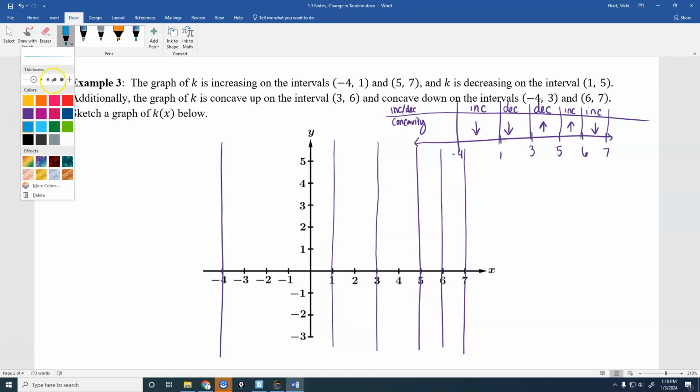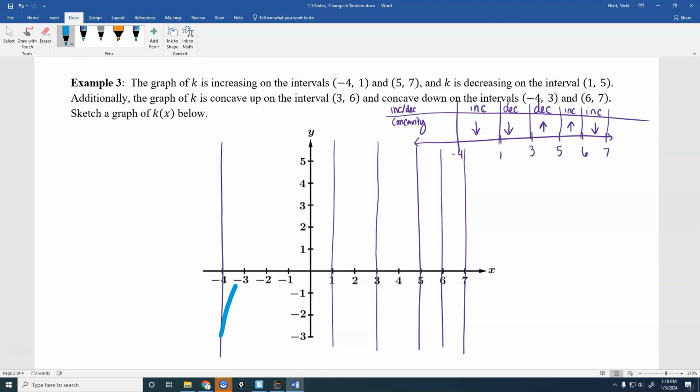I'm going to switch to a different color here. So, from negative 4 to 1, this first section, my graph needs to be increasing, but concave down. So I need to be going up, but it kind of needs to be curved down, something like this. Now, it doesn't really matter where you start, how high you go up, it just has to have that shape to it.